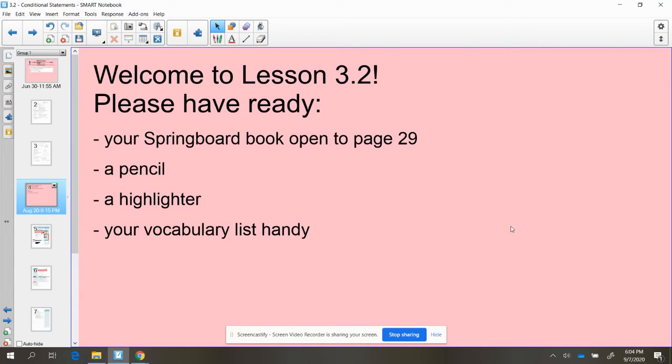Hi everyone, welcome to lesson 3.2 on page 29 of your Springboard books. We have a relatively short lesson today, but a very important one to get us ready for some more stuff tomorrow. So make sure you take good notes today.